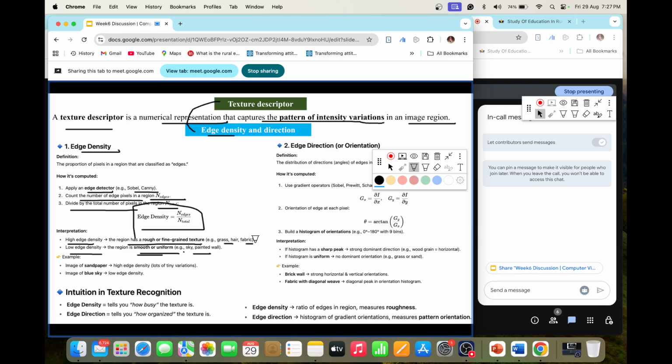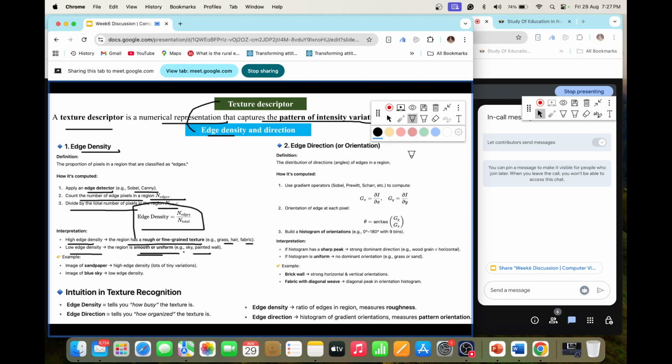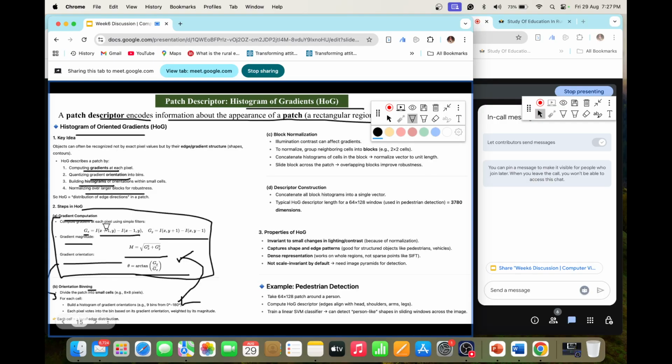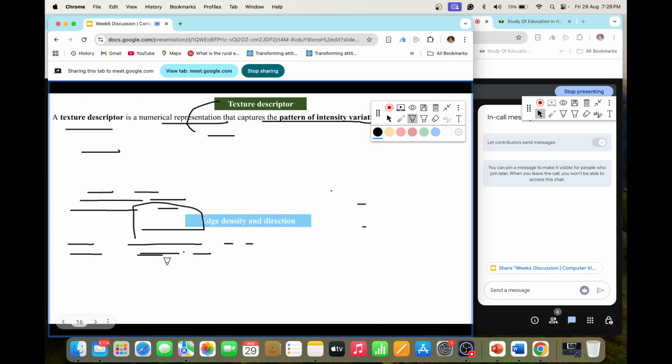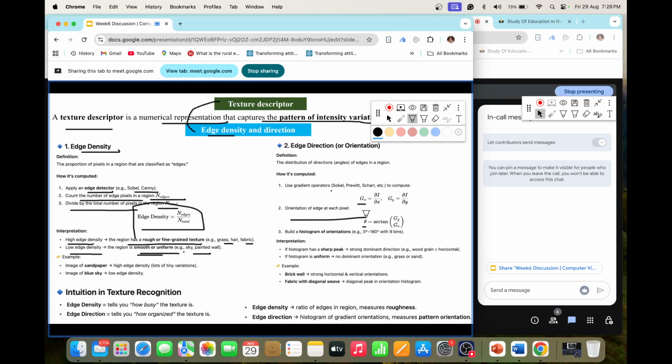Second, we have edge direction. Edge direction is the same thing as before: find theta, the angle computed from gx and gy, which are the gradient operators. gx is del I by del x. Theta is the orientation of each pixel, given by theta equals tan inverse of gy by gx, where gy is del I by del y.